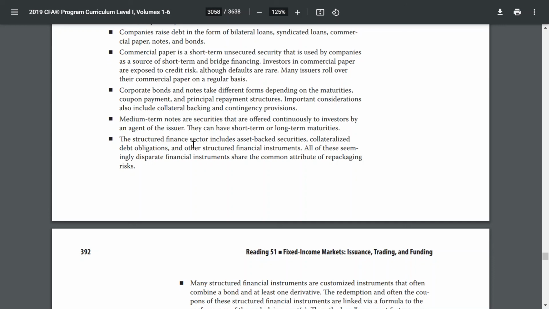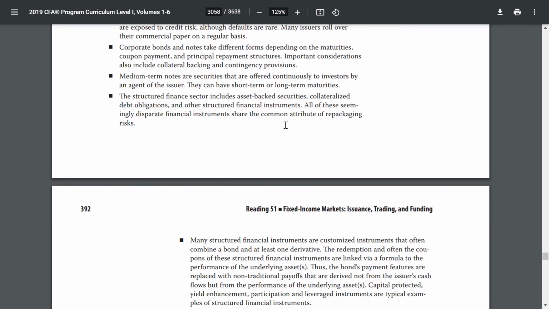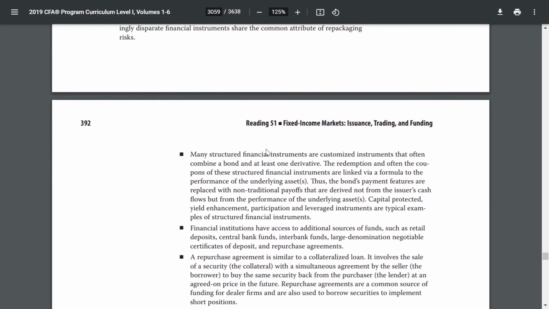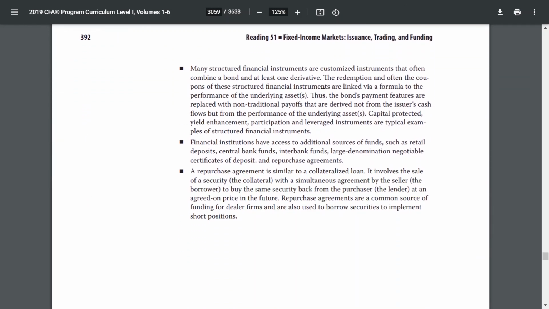The structured finance sectors include asset-backed securities, collateralized debt obligations, and other structured financial instruments. All these seemingly disparate financial instruments share common attributes of repackaging risk. Many structured financial instruments are customized instruments that often combine a bond and at least one derivative.